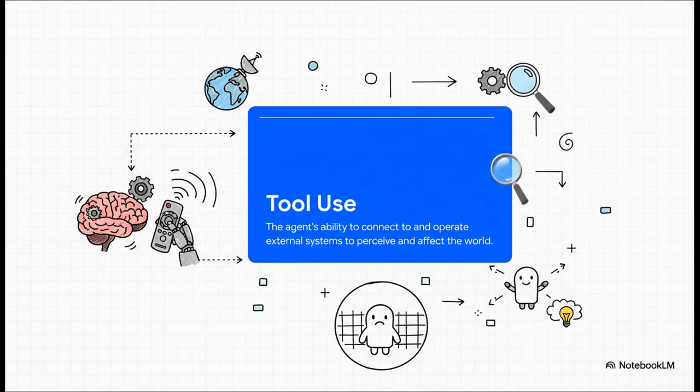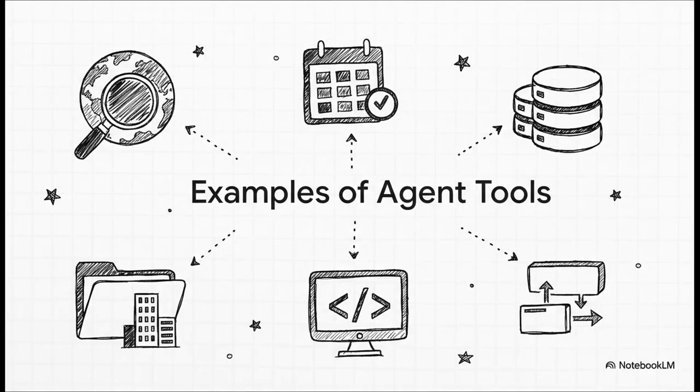Tools are what connect the agent's mind to the outside world. They're the bridge that lets it perceive things and, more importantly, affect things. Honestly, without tools, an agent is just a very smart chatbot. With tools, it can actually change things. And when we say tools, the sky is really the limit.